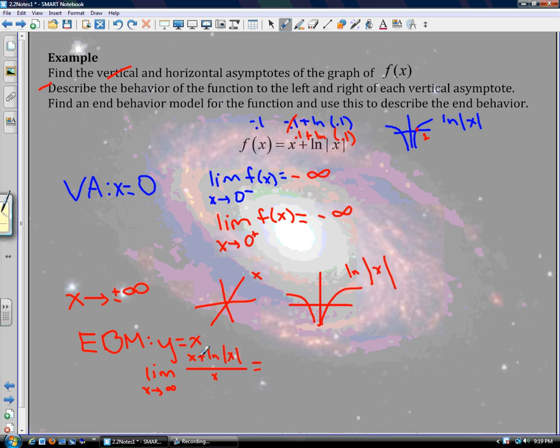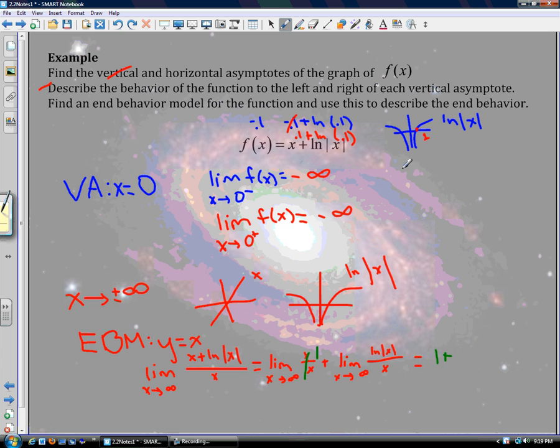As you can see, we have addition on the top, which means that I can split it apart into 2 different fractions and add those 2 limits together. So I get x over x as the first one, plus the limit as x goes to infinity of ln of absolute value of x divided by x. Over here we have x over x, and those will cancel out and leave us with 1. The limit as x goes to infinity of 1 is just 1, plus, hopefully this is 0 because we want this to end up with just 1: ln of absolute value of x divided by x.